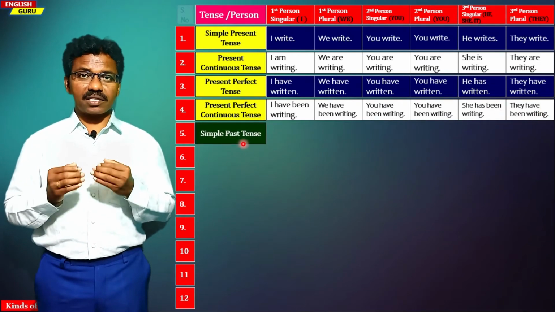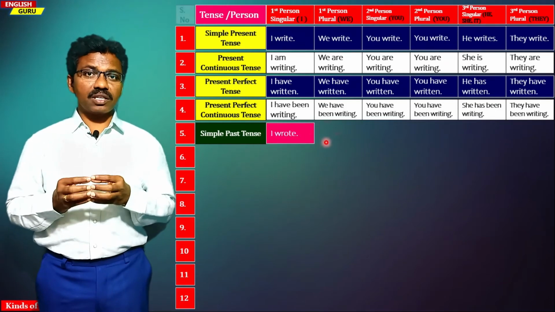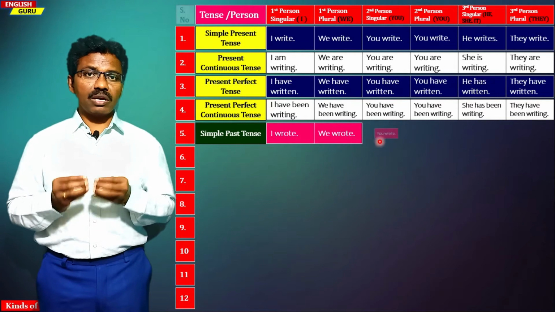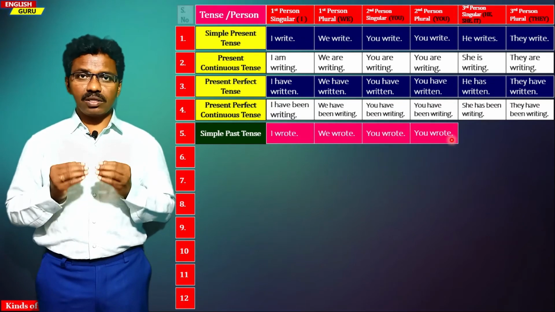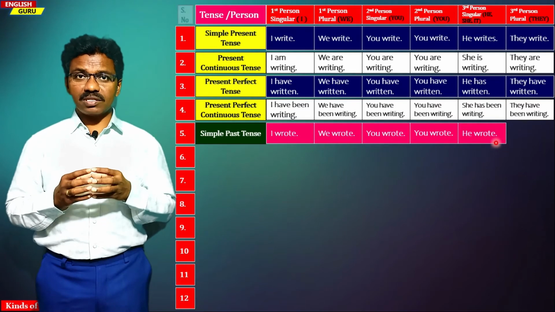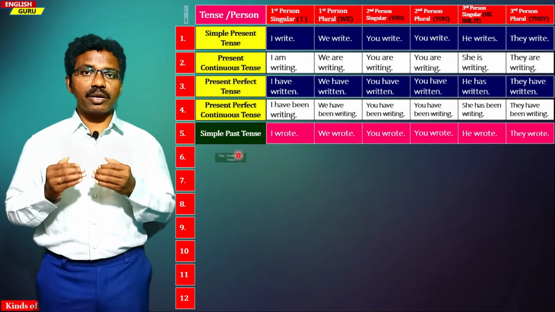And now the past tense starts. Fifth one is simple past tense. First person singular I wrote, plural we wrote, second person singular you wrote, plural you wrote, third person singular he, she, it wrote, plural they wrote.